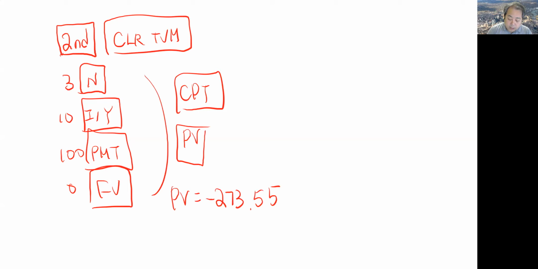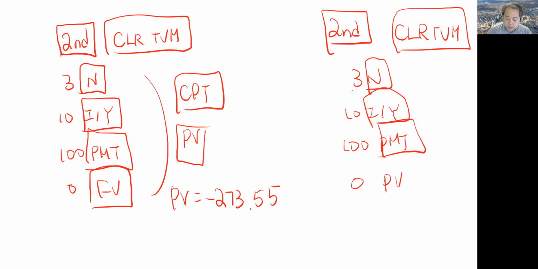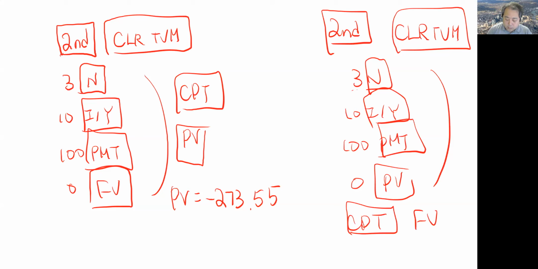Same for future value. Second, clear TVM, then 3 N, 10 on interest rate, $100 PMT, and 0 present value, and compute future value. Then you should have future value equals negative 364.1. So same inputs. The only difference is you are on the BGN mode.